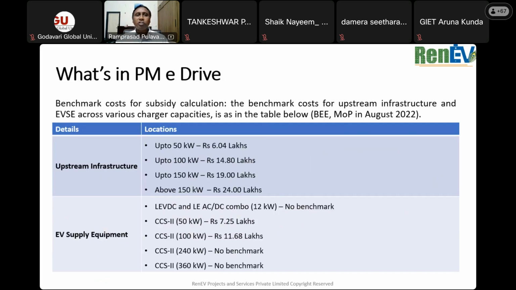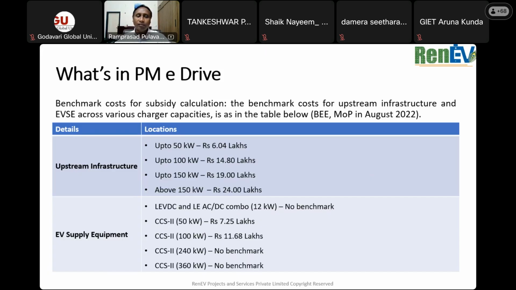So these are the benchmark figures. When they say 100% subsidy, what are the caps? These slides provide you that information. If upstream infrastructure, we are talking up to 50 kW load or power connection, they are going to give us 6 lakhs, if I'm a state government or central government entity or a government hospital or a government college. I'm going to get these numbers 100%.